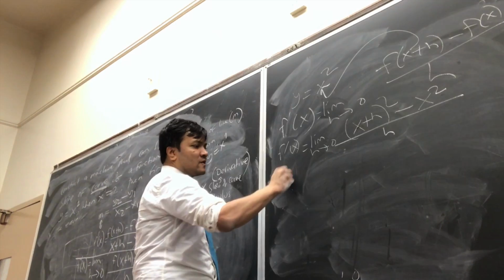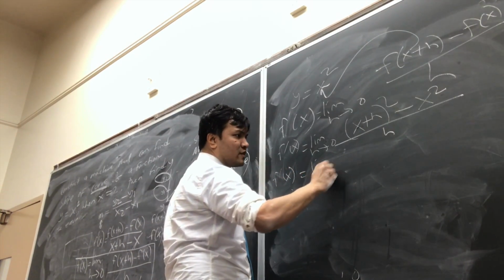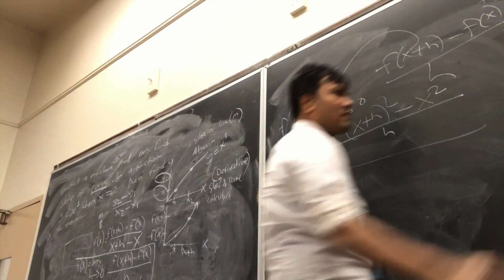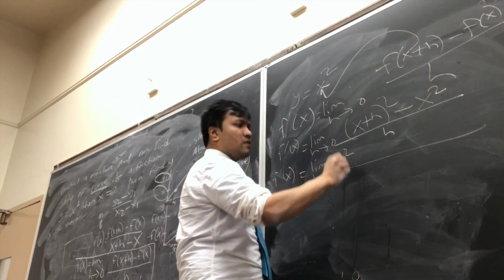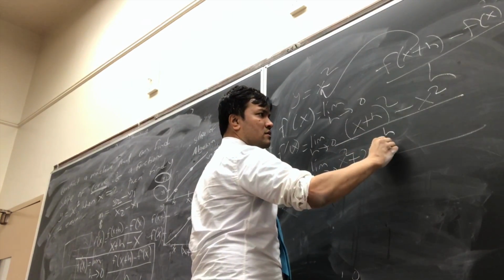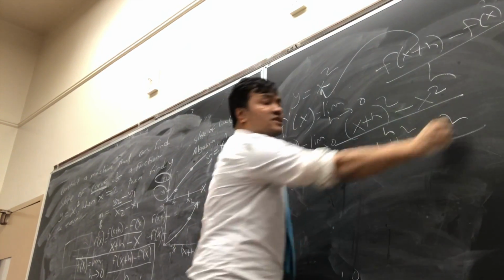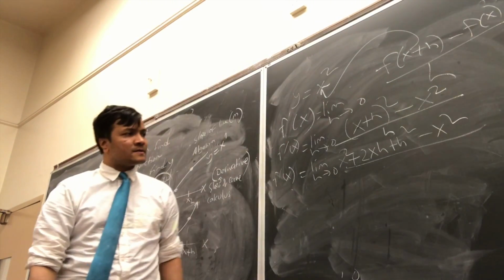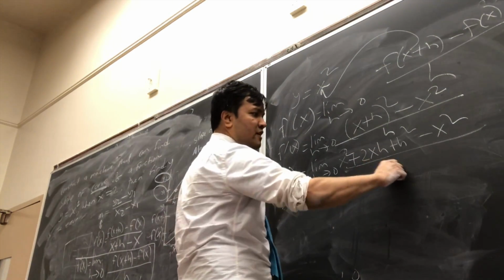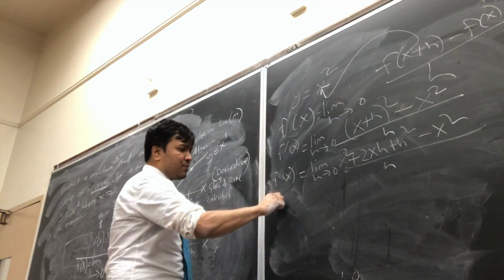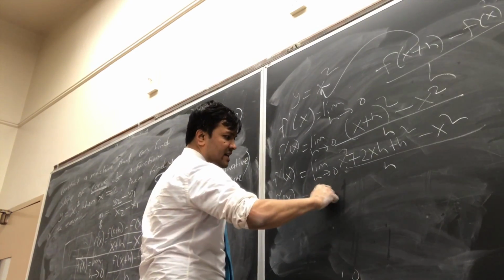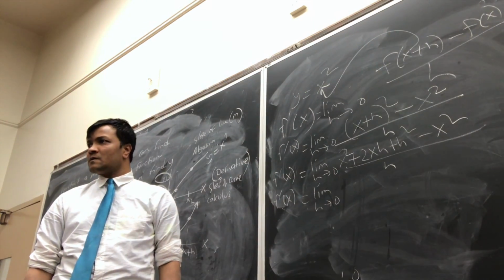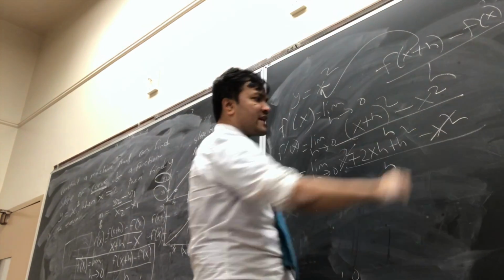f prime of x is equal to the limit as h goes to 0. Yesterday you told me (a plus b) squared, so you should be able to tell me today: x squared plus 2xh plus h squared. Very good. That's a very important formula and we should all memorize it. Over h. What are you going to do now? Something cancels. Yes, x squared and x squared cancel.